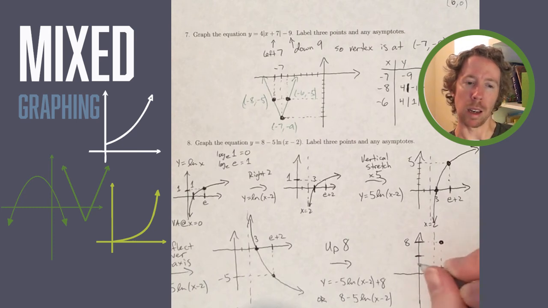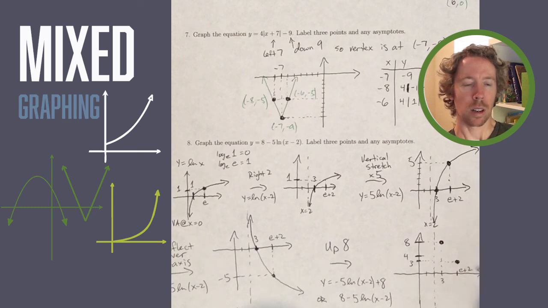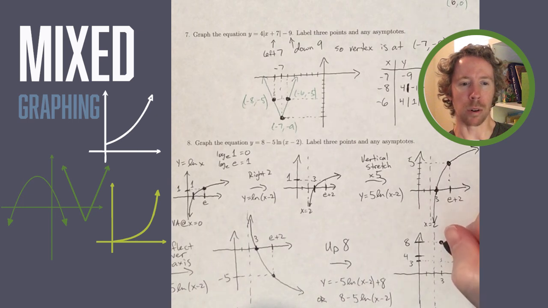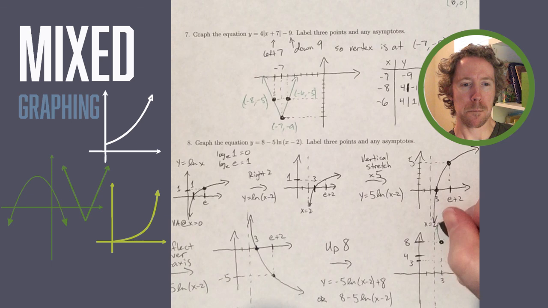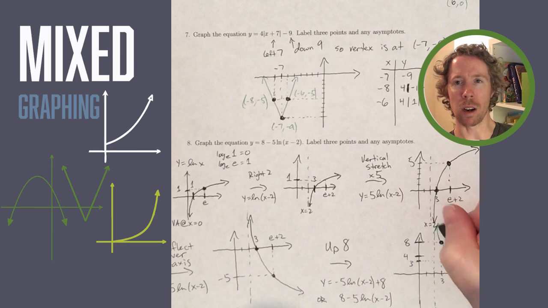We have to shift up 8. So when x is 3, y has to go up to 8 because it was at 0. And then at x equals e plus 2, y, instead of being -5, will now be 3. And we'll still have an x-intercept somewhere. I don't know exactly where it is. But on this one, don't worry about the third point. You could go out to e squared plus 2 and get the y value there, but don't worry about it.